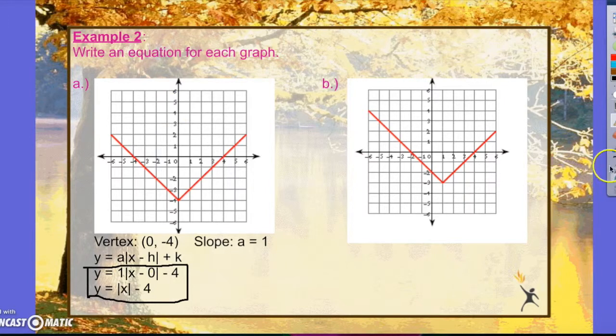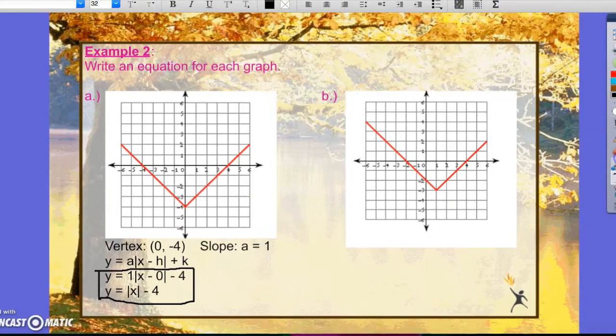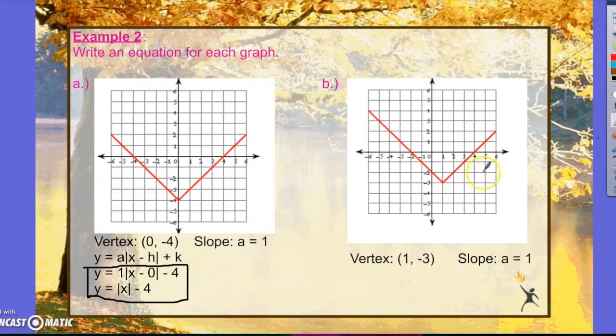All right, so try the next one. Find your vertex, find your slope. You might want to pause the video to try it yourself first. So my vertex is 1, -3. My slope, up 1, right 1, up 1, right 1. Like I said, you start here, up 1, right 1 to here, so you're counting slope again, on the right-hand side, I should say.